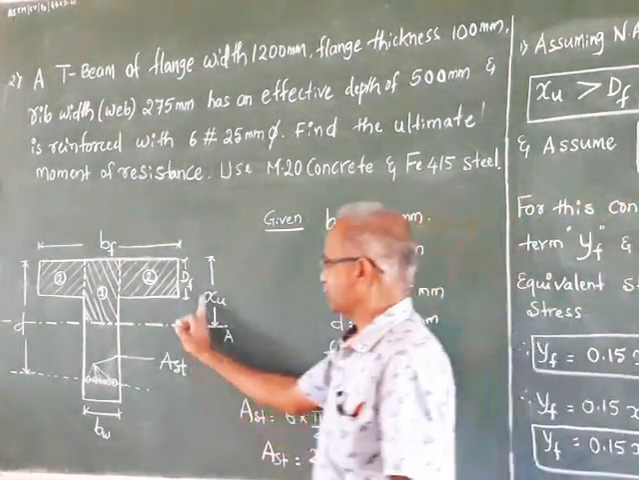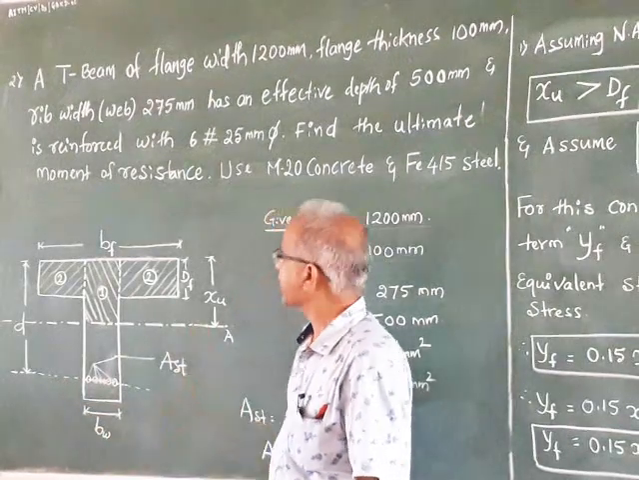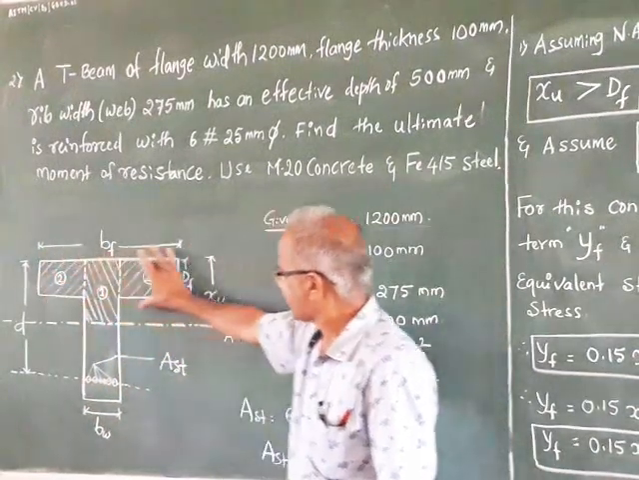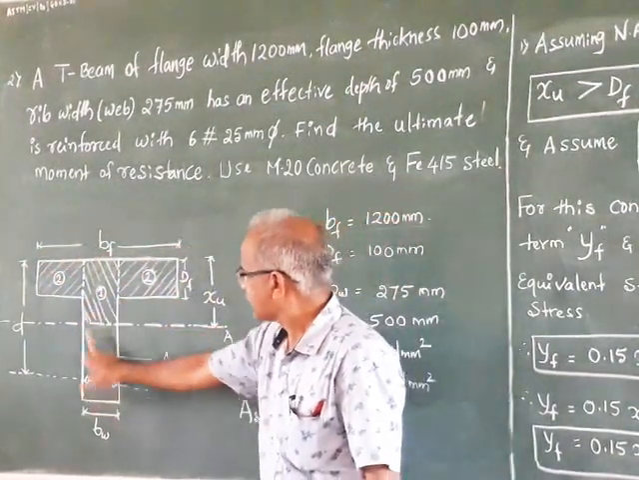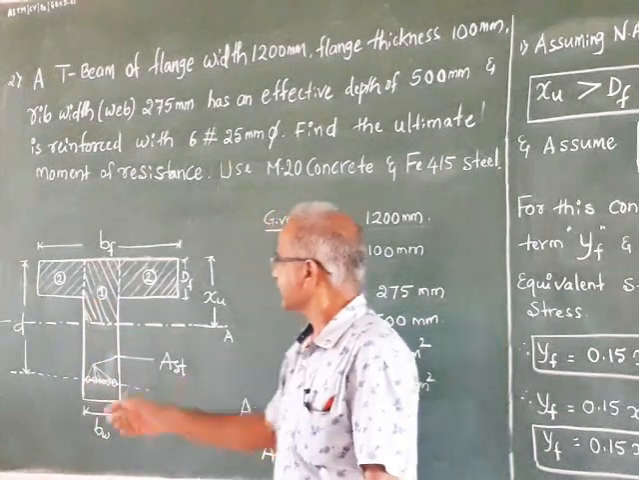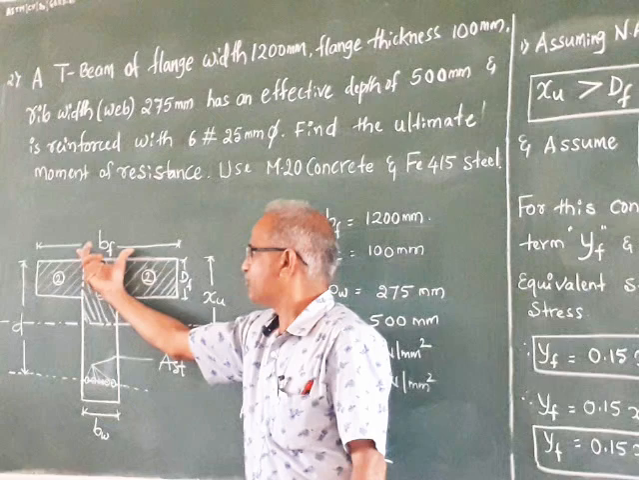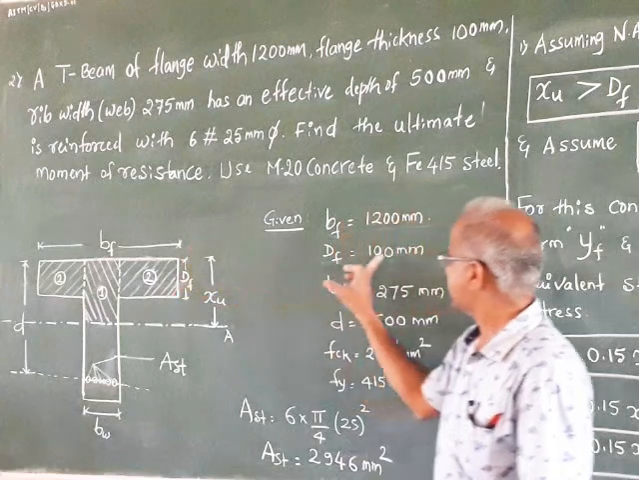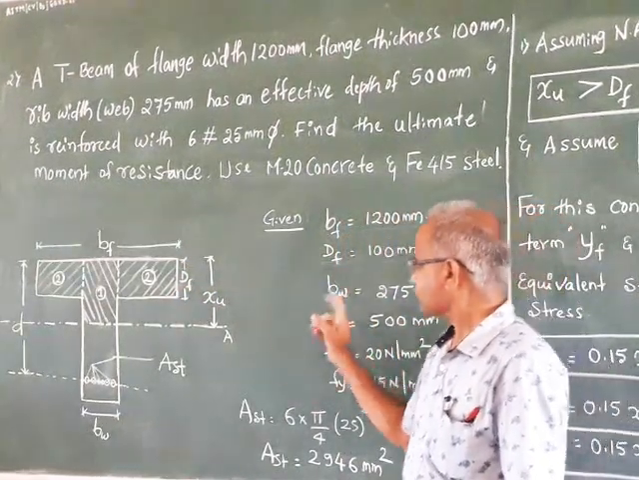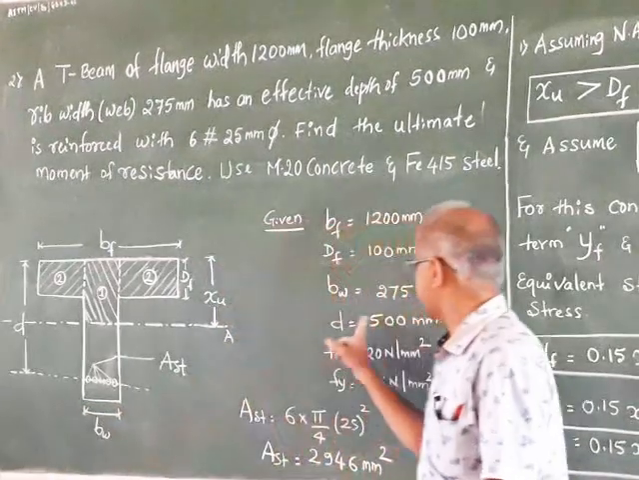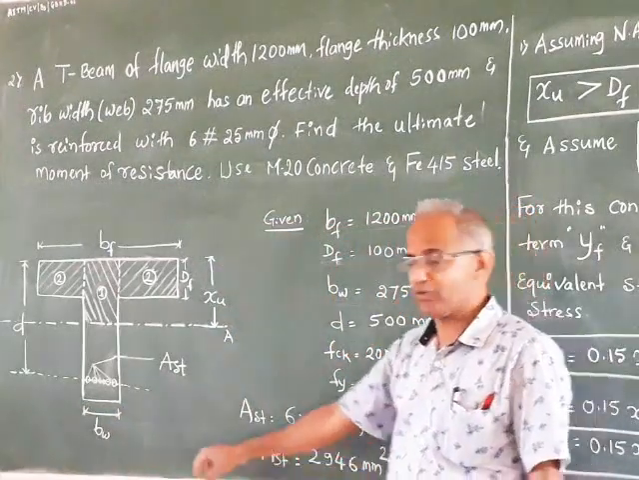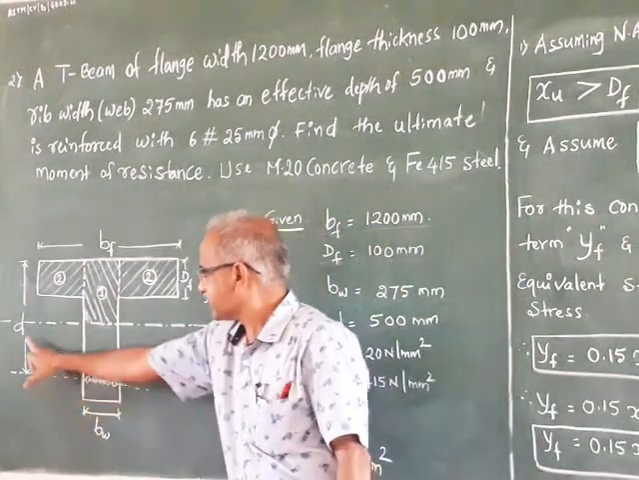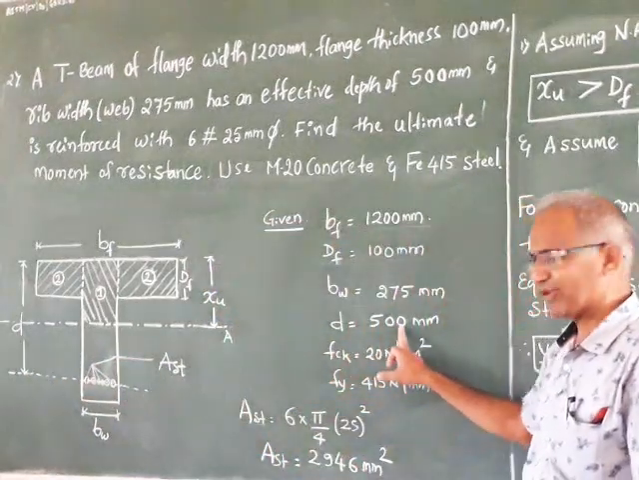As usual, first we are going to draw the sketch. Using these data we are going to draw the TB. As you know, this is the flange, and this will be the web or rib. Breadth of flange BF is given as 1200 mm, depth of flange is 100 mm, and width of web BW is 275 mm. Then effective depth, that is small d, from top of the flange to the center of reinforcement, is given as 500 mm.